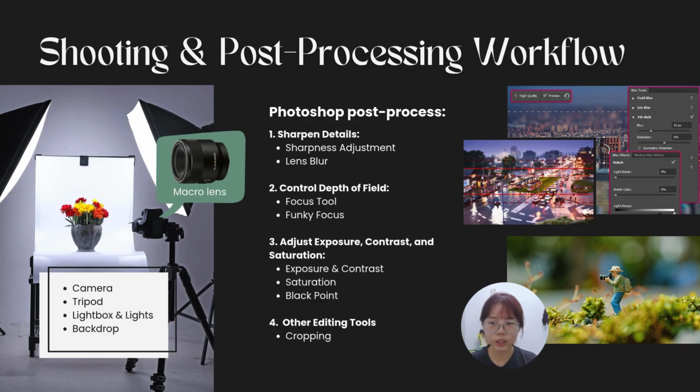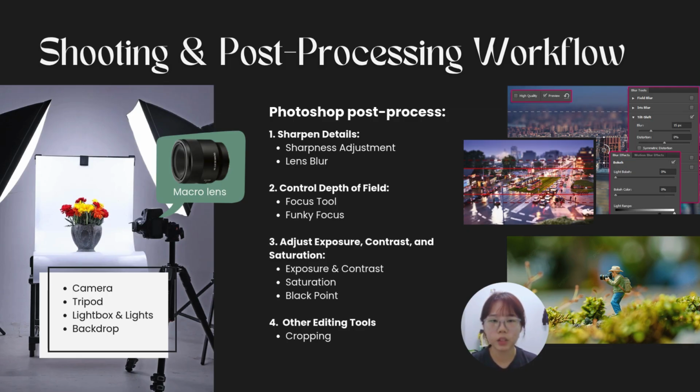Next, for the shooting setup, the most important one is the camera, which we use to shoot the photograph, and also a macro lens, which is important for shooting the miniature object. Tripod, light box, lights, and backdrop are optional, where the tripod is for stabilizing the camera. Light box, lights, and backdrop are more for when we shoot in the studio.